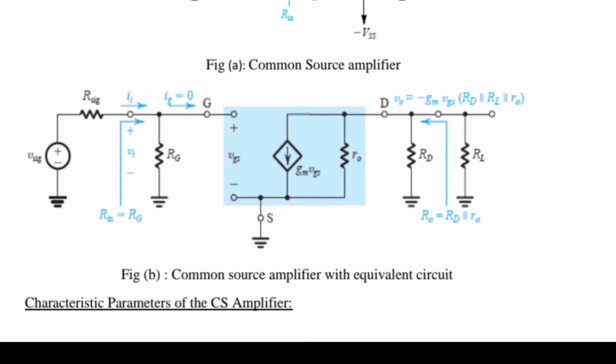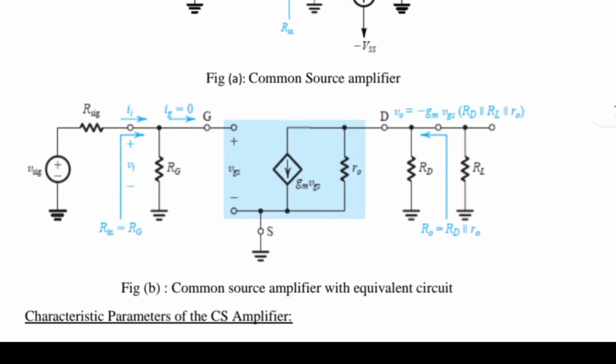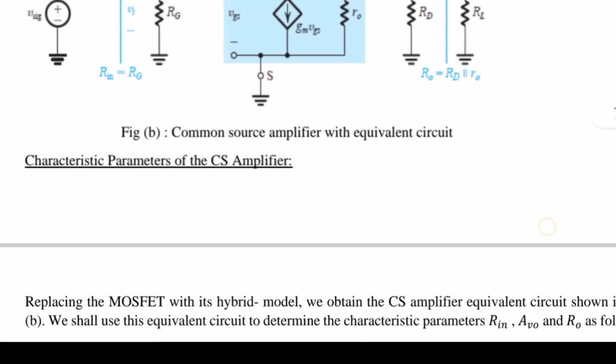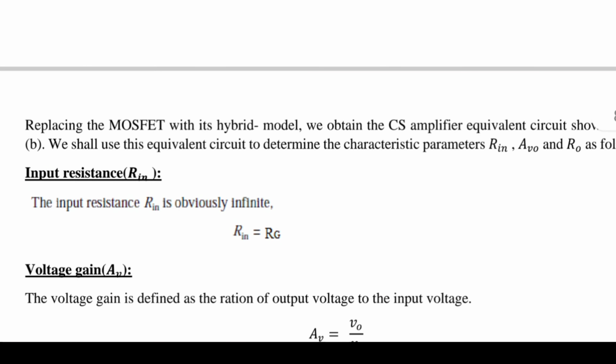Common source amplifier with equivalent circuit, you can see. With the source resistance is very important. For this common source amplifier, we have to draw the equivalent circuit and derive the equations, then you will get full marks. Characteristic parameters of the common source amplifier: what are the equations? These equations are important.